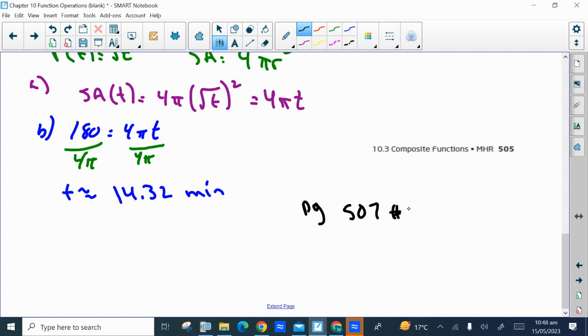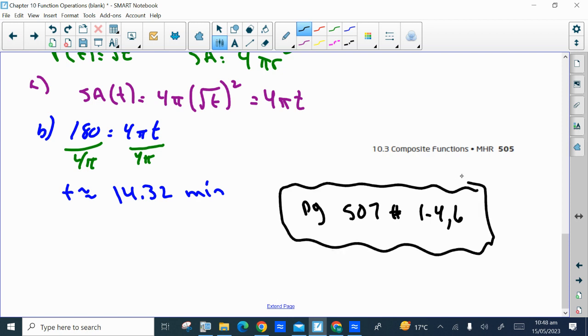So on page 507, questions 1 through 4 and 6, you should work on those for practice. I'll post the solutions to Google Classroom. And remember, tomorrow we have our quiz for chapter 10, then we start in chapter 11. And that is the last chapter. So after that, we'll be reviewing for the diploma exam.